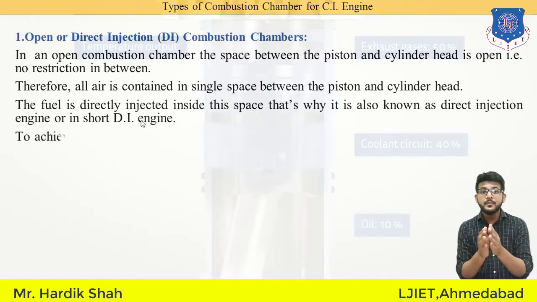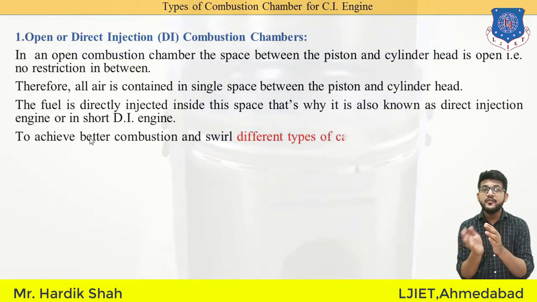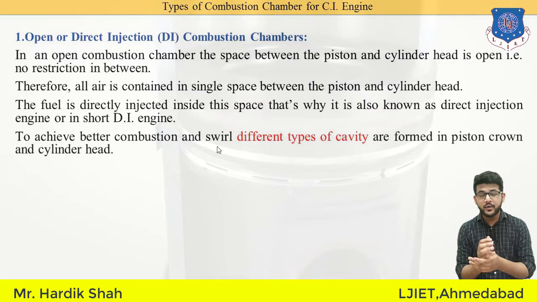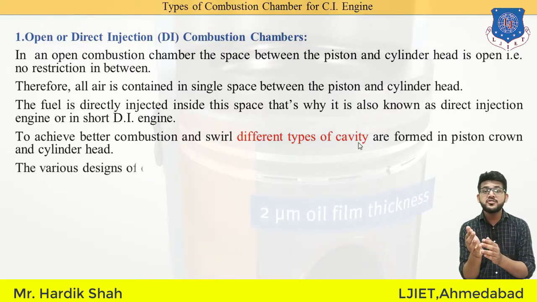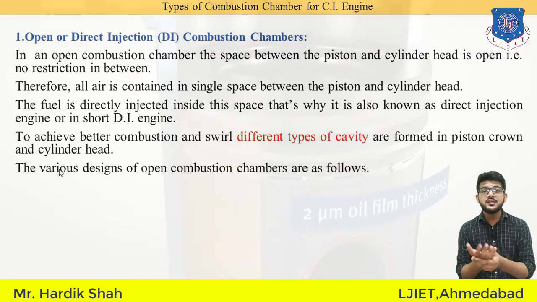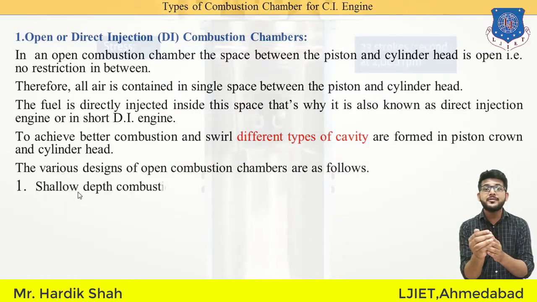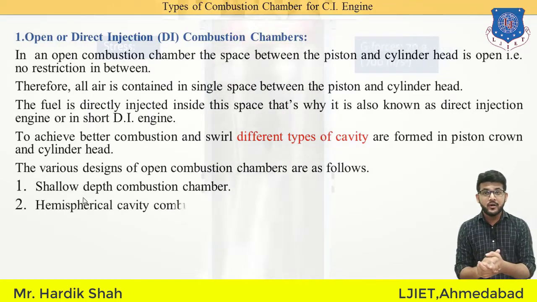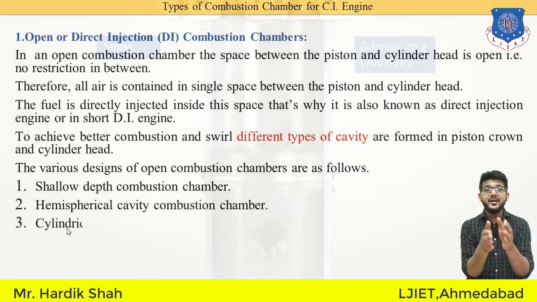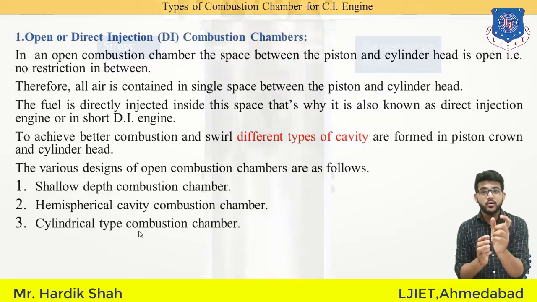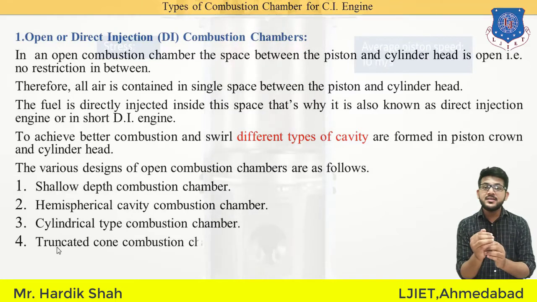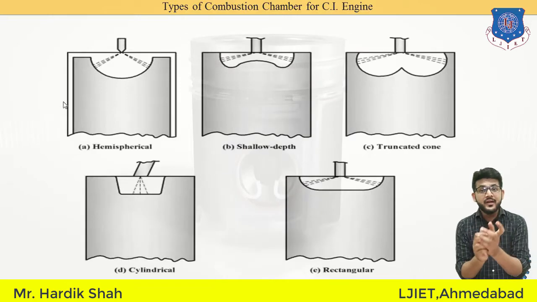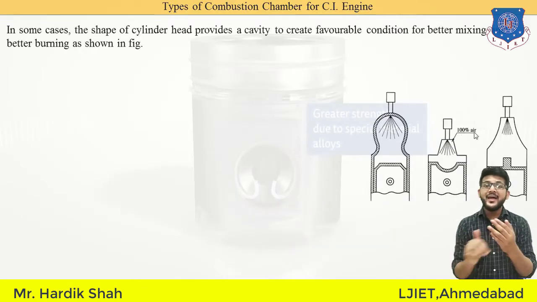To achieve better combustion and swirl, different types of cavities are formed in the piston crown and in the cylinder head. The various designs of open combustion chambers are: first, the shallow depth combustion chamber; second, the hemispherical cavity combustion chamber, which is for the swirling requirement; third, the cylindrical type chamber; and fourth, the truncated cone type combustion chamber. In some cases the shape of the cylinder head provides a cavity to create a favorable condition for better mixing of fuel and air and for better burning.